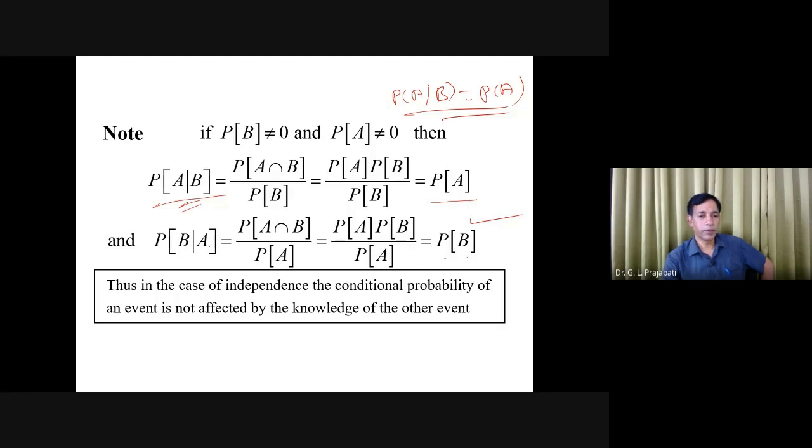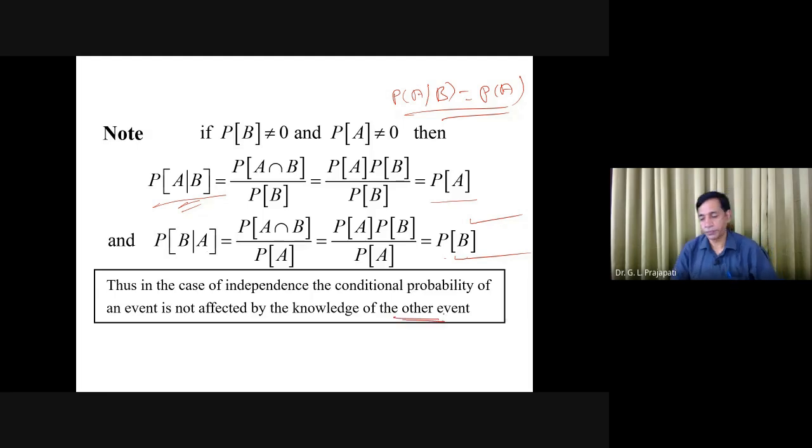Here also probability of B given A is the same as probability of B. So probability of B given A is probability of A intersection B divided by probability of A. Probability of A and B, since this is independent, is probability of A and probability of B, simply multiplication. In case of independence, the conditional probability of an event is not affected by the knowledge of the other event.